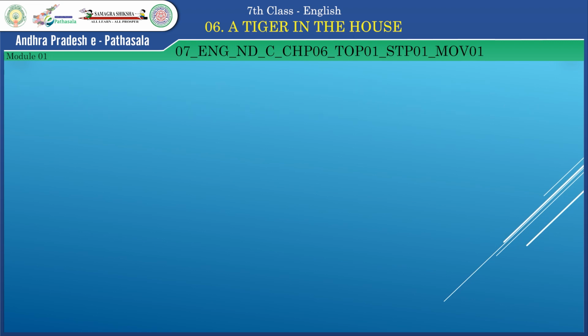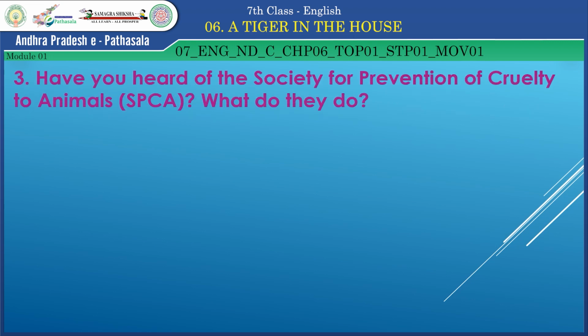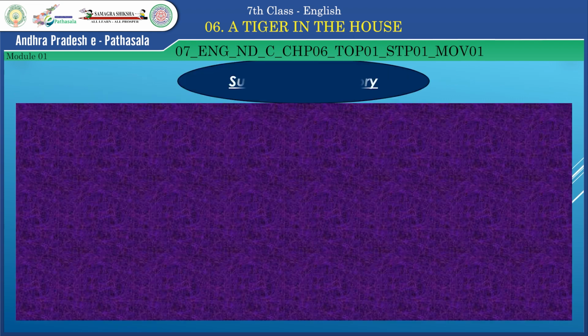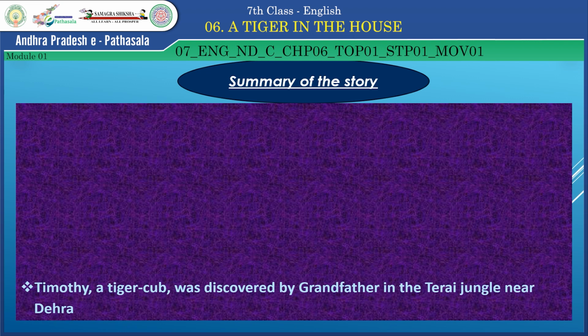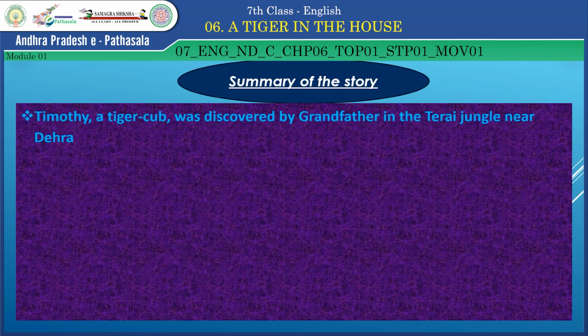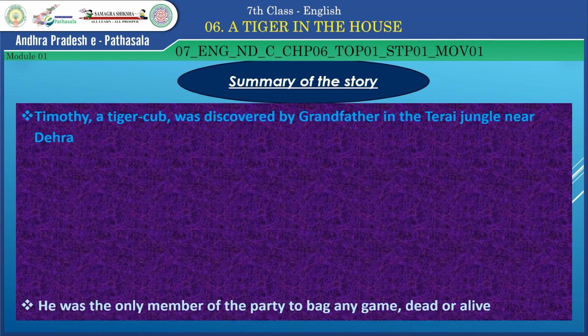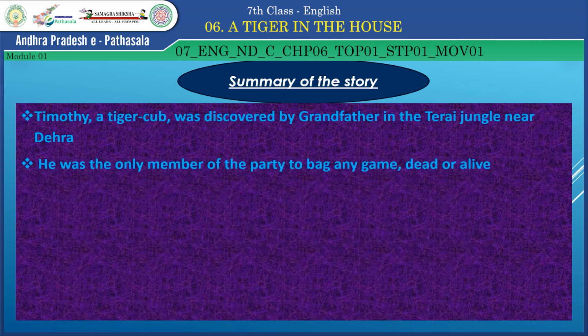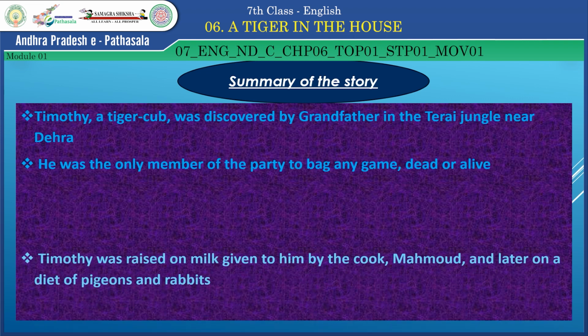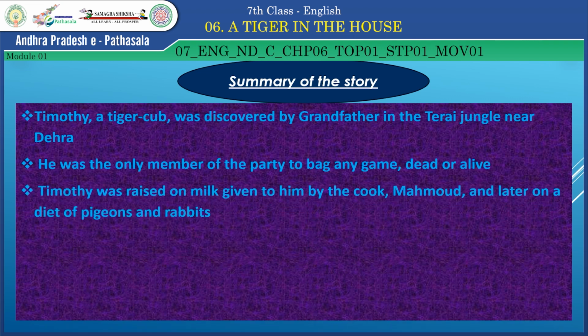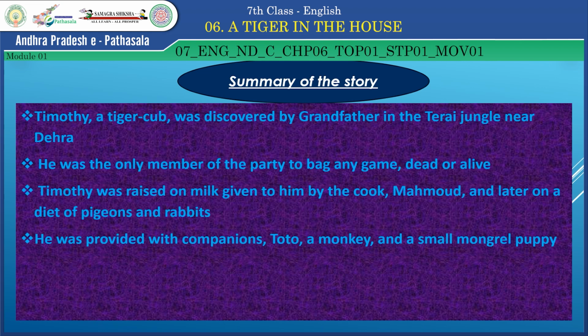Do you agree? Topic 3. Have you heard of the Society for Prevention of Cruelty to Animals? What do they do? Summary of the story. Timothy, a tiger cub, was discovered by grandfather in the Terai jungle near Dehra. He was the only member of the party to bag any game, dead or alive. Timothy was raised on milk given to him by the cook, Muhammad, and later on a diet of pigeons and rabbits. He was provided with companions, Chotu, a monkey, and a small mongrel puppy.